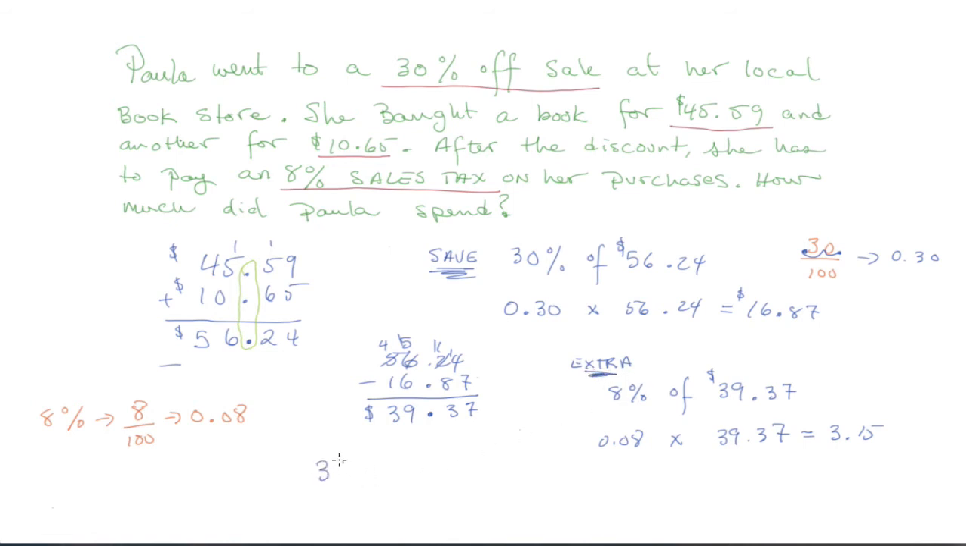So let's take the $39.37 that she's paying and let's add the extra amount of $3.15. And when we add that, we get 7 and 5, 12, carry the 1. 1, 3, and 1 is 5. There's a decimal point we have to align. 3 and 9 is 12, carry the 1. That's $42.52. So the final price of this is $42.52.